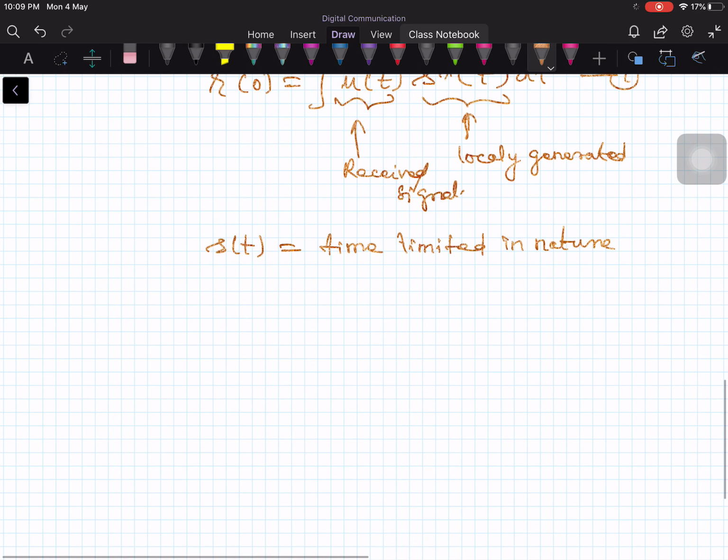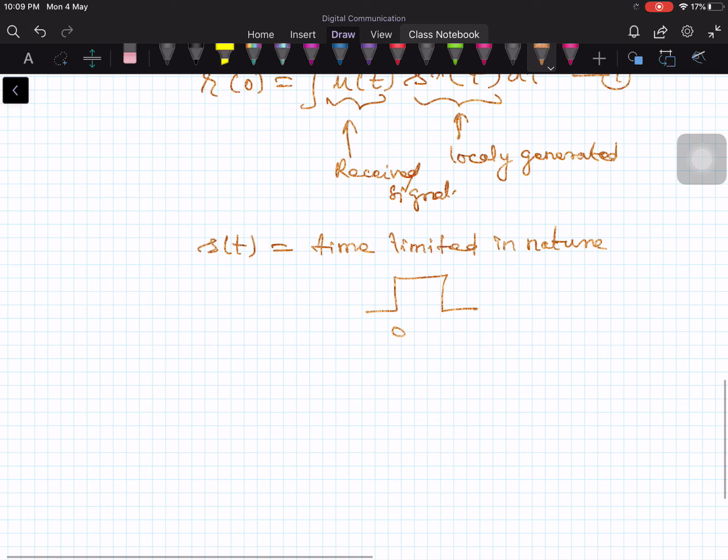For example, you take a rectangular pulse like this, from 0 to t. So the duration is limited. In that case, you can use a correlator receiver. If your pulse is like a Nyquist pulse, the duration is very long, then you cannot use a correlator receiver. It is very difficult to implement. Therefore, whenever you have a time limited pulse, you can go for a correlator receiver. So the correlator implementation becomes very easy when the signal duration is finite.